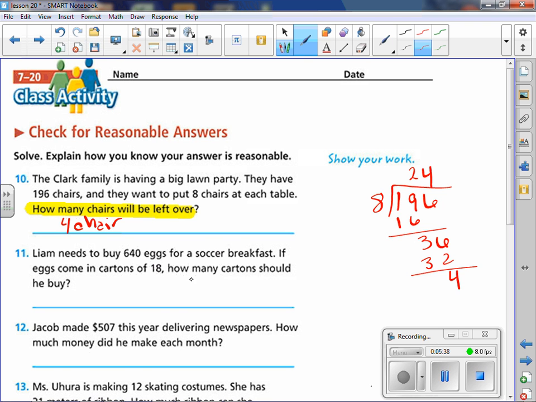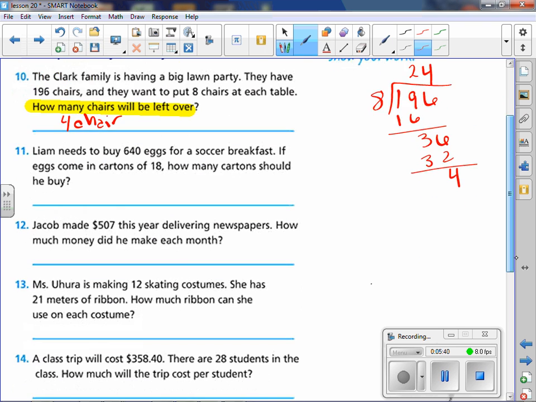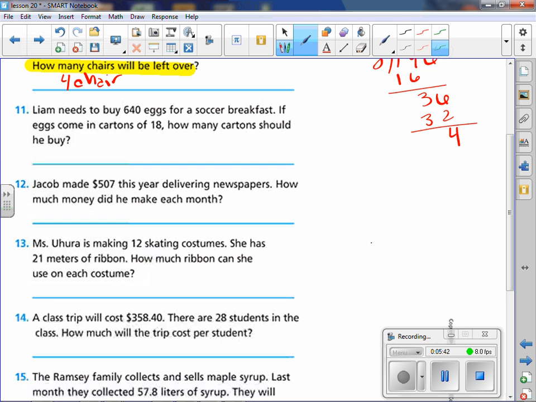This one's actually asking for how many cartons they should buy. So I'm going to switch colors here. It says Liam needs to buy 640 eggs for a soccer breakfast. If they come in cartons of 18, how many cartons should he buy? So I'm going to take 640, divide that by 18. Okay, and we actually want to know how many cartons he should buy.